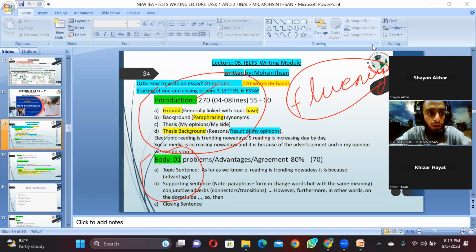For listening and reading, the best source is only the IELTS Cambridge books, right? There are some other sources as well, like IDP and others. But the best sources are these Cambridge books for reading and listening. All right, then we discussed the introduction paragraph.